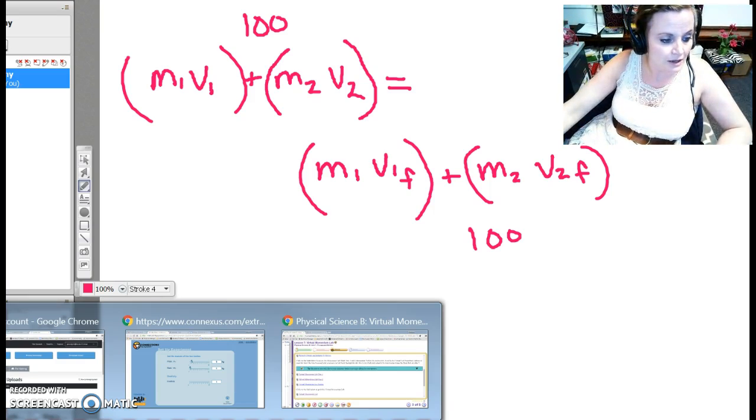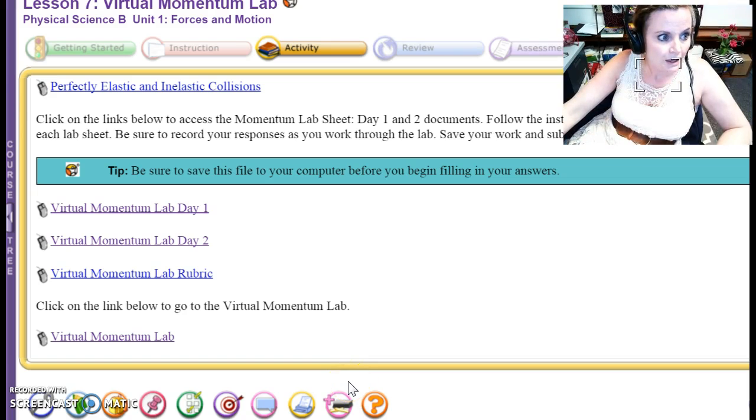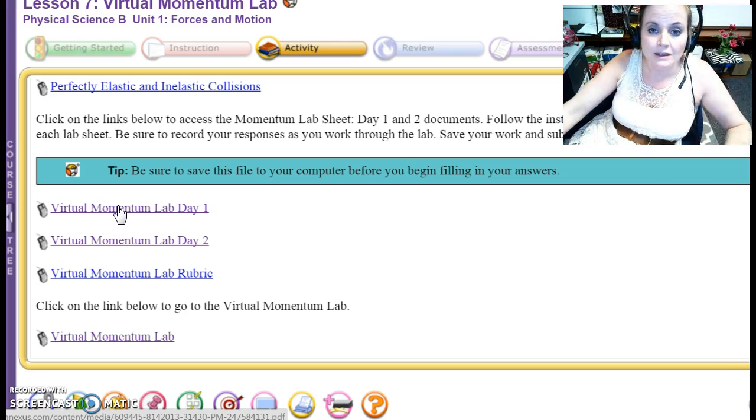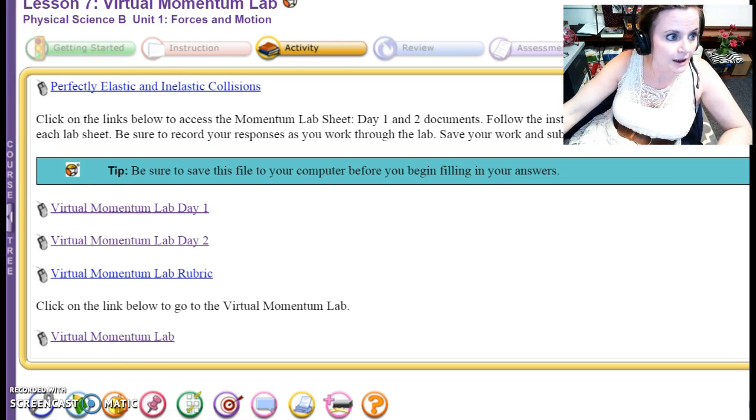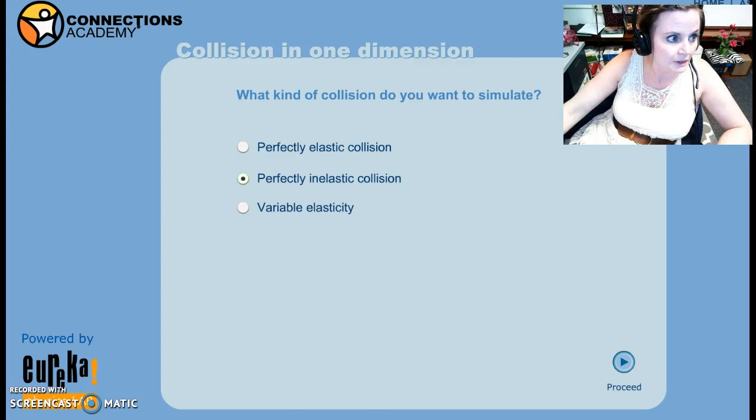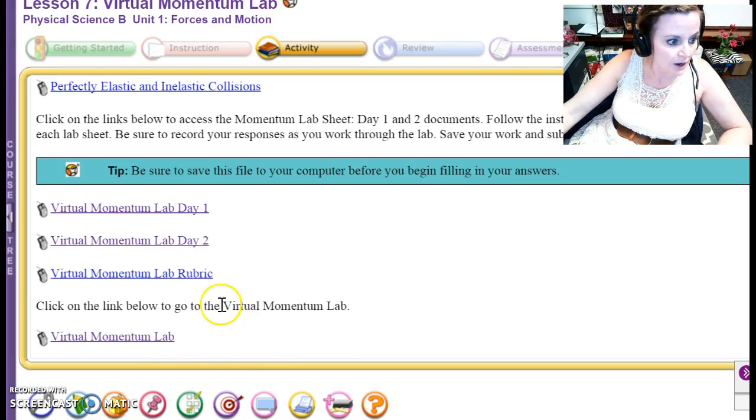So within your course tree, it's going to ask you to click here, which will open up a PDF. And please remember, save your PDF to your computer, open that, type into that one, and then resave it before you attach it to the Dropbox, okay? Hopefully by now you all got that figured out, but you'd be surprised.